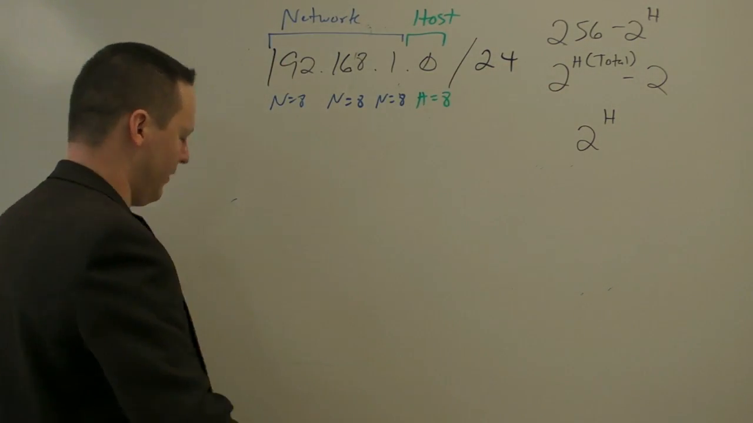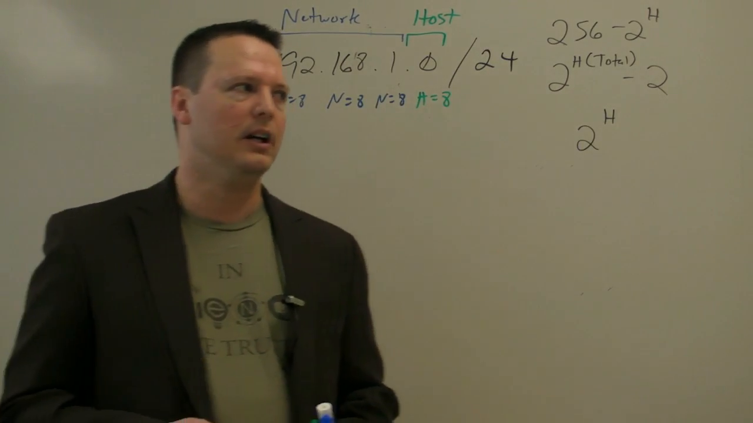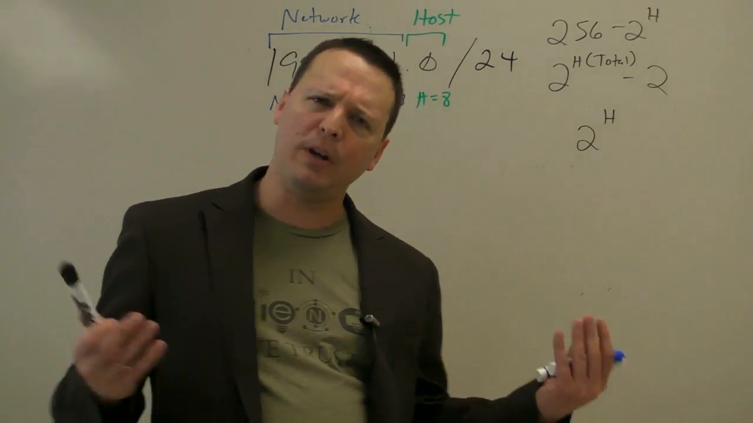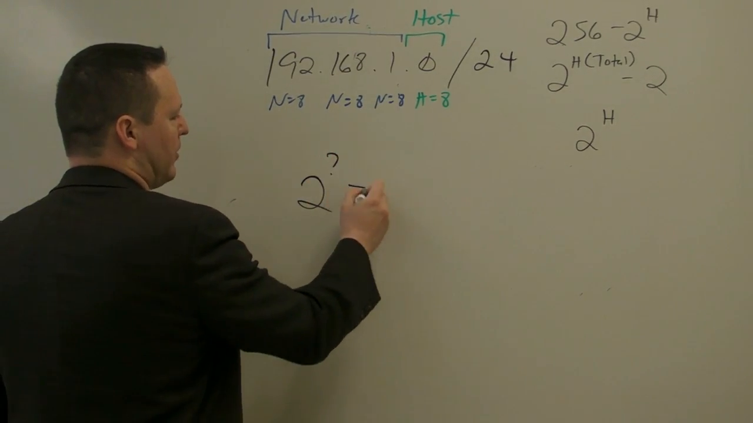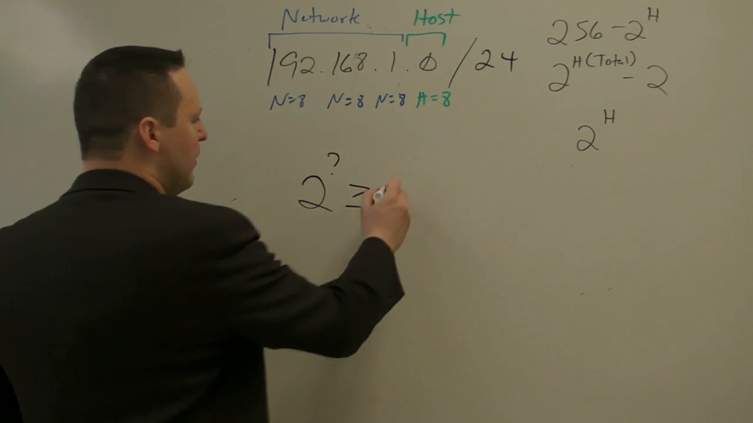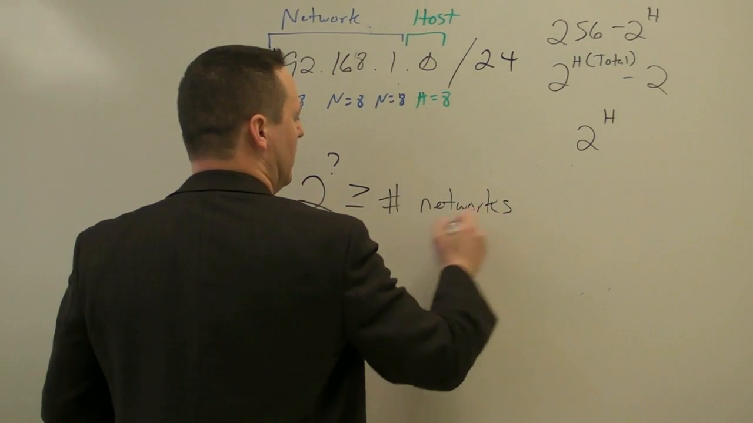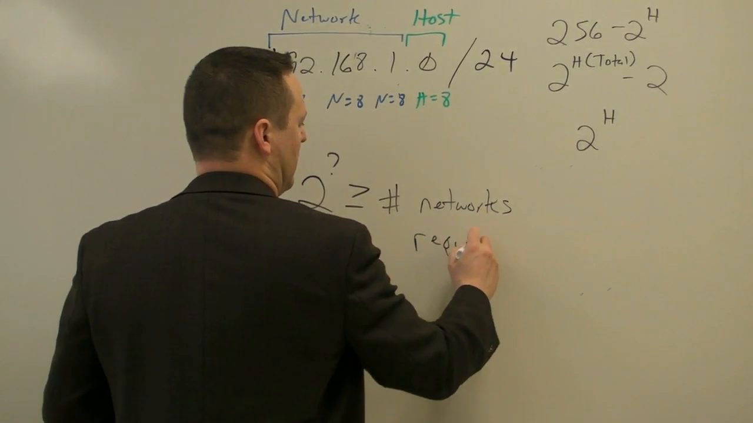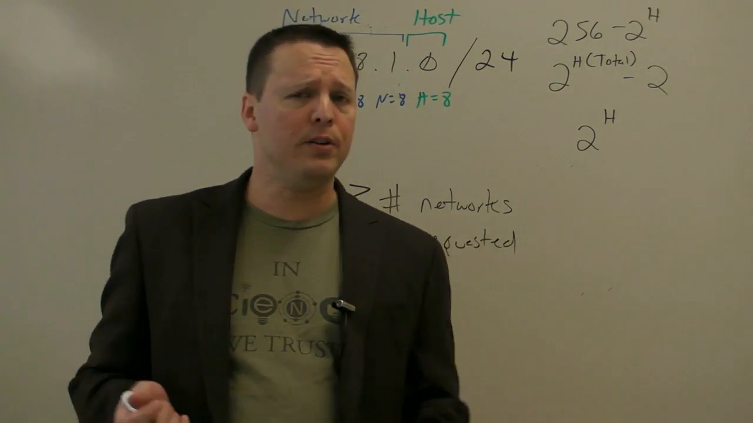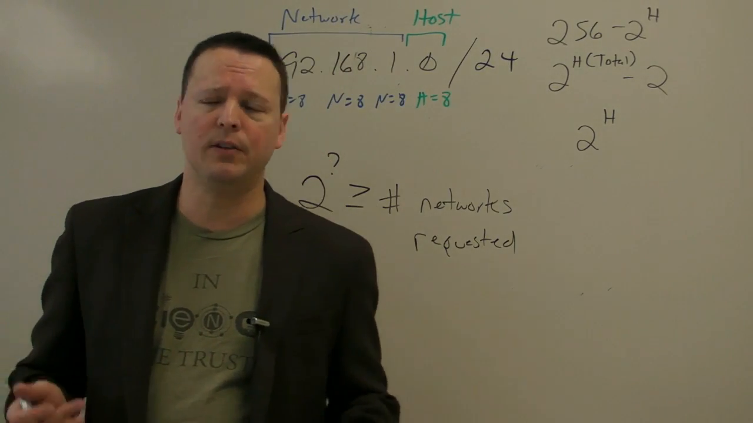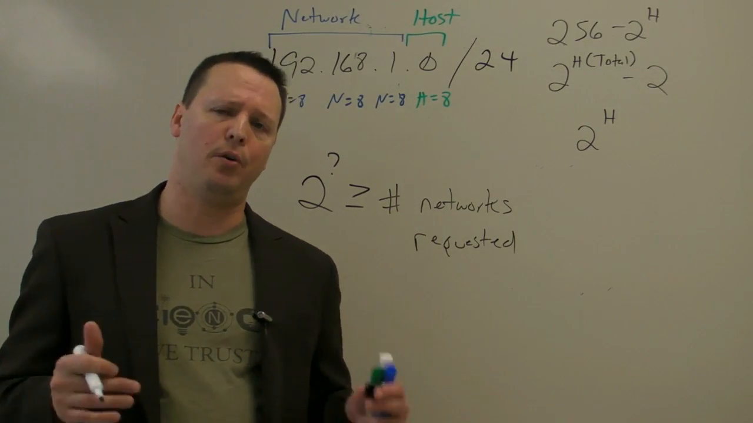So let's do one here. Let's say, for example, I wanted to subnet this into 4 networks. How do we do this? Well, you ask yourself, 2 to what power is going to be greater than or equal to the number of networks requested? And I said 4 just now. So hopefully you know your powers of 2, at least through 2 to the 8th. If you don't, you're really going to want to focus on that because it's very, very difficult if you don't know your powers of 2.